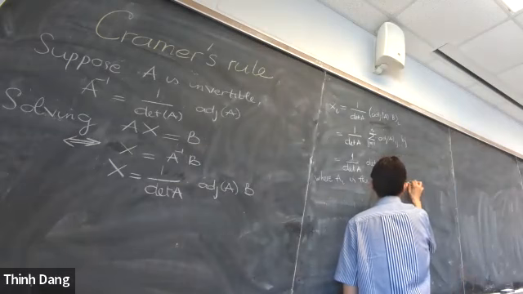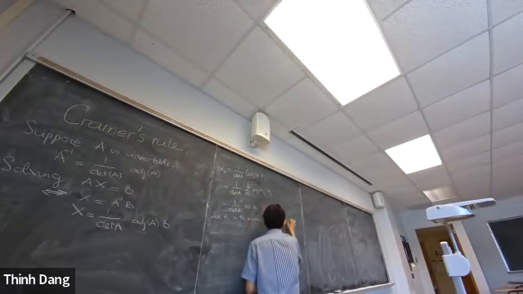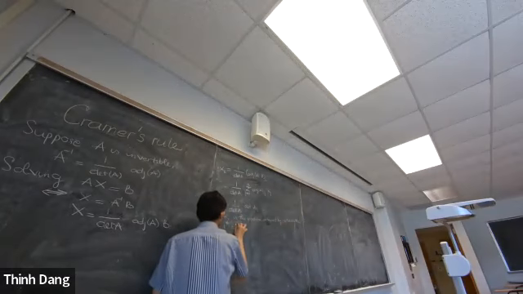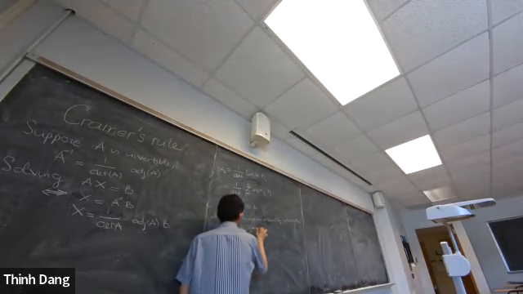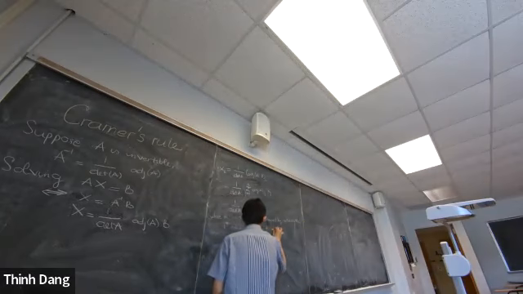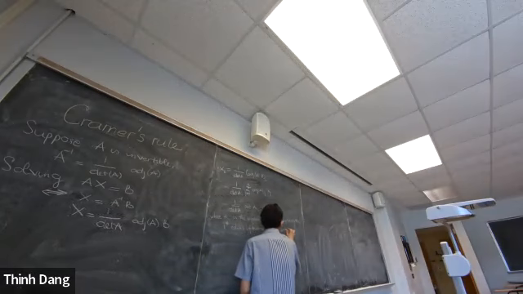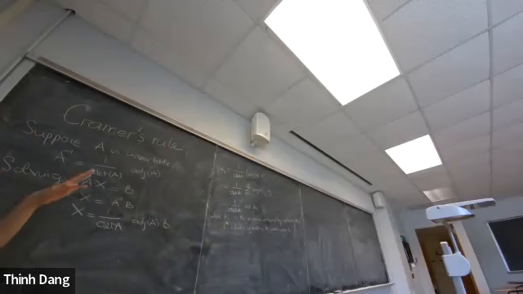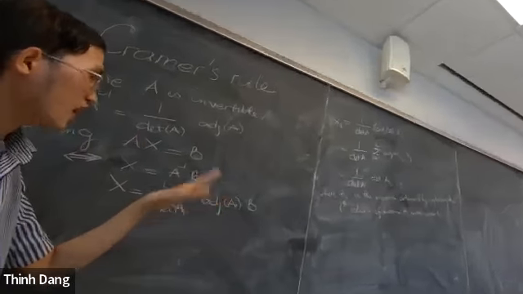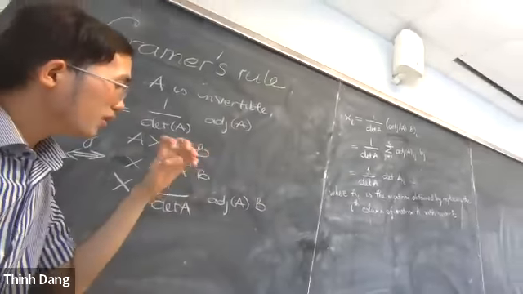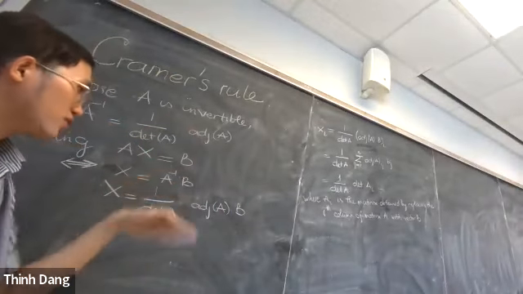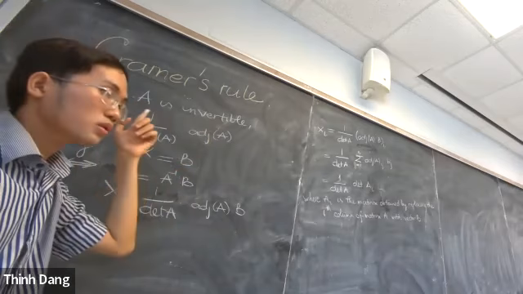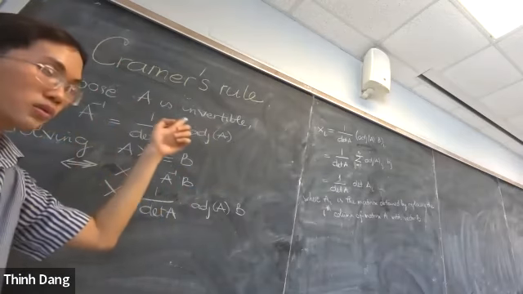obtained by replacing the i-th column of matrix A with B. So they realize that the sum is actually the determinant of the matrix Ai, where Ai is the matrix that we obtain by replacing the i-th column of the matrix A with the vector B. And that is what we call Cramer's rule.